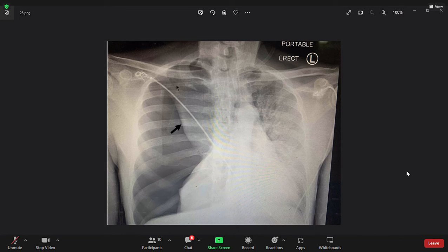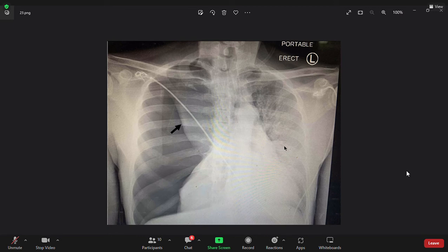We're looking at an AP film. The lung is completely collapsed on this side. There are no vascular markings, but what you see is the trachea and mainstem bronchus, which have been deviated over to this side, and the left heart border is all the way over here. So this massive pneumothorax with an air leak has pushed the entire mediastinum across.